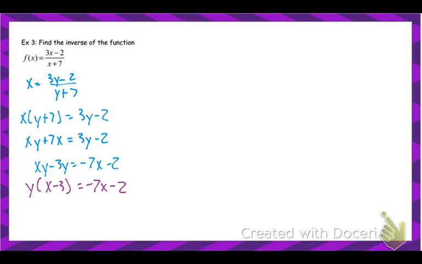And once it's factored out, that means it's y times x minus 3. So to get y by itself, I can divide by x minus 3. So the inverse of this equation is right here.